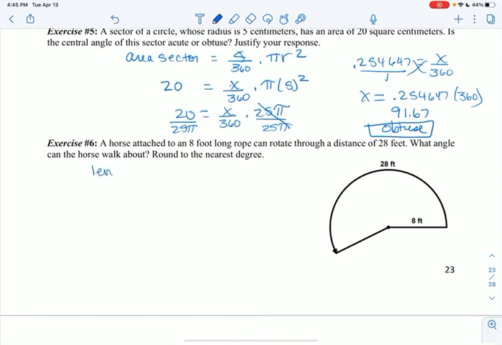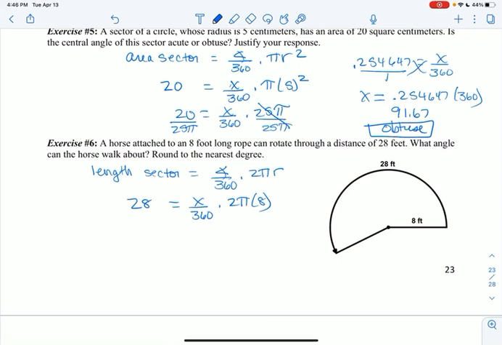So this is not talking about area, but the length of the sector. And remember, the length of the sector is the angle over 360 times my circumference formula, so times 2 pi r. I know the length of the sector, it's 28. I don't know the angle. I do know the radius is 8. So 8 times 2 pi is 16 pi. I'm going to divide by 16 pi because I'm trying to solve for x. So 28 divided by 16 pi, that's going in your calculator.